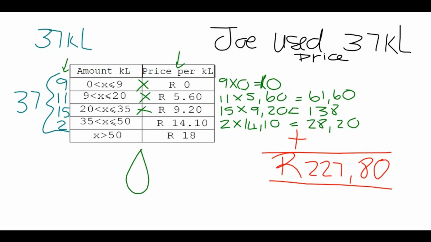Alright, so remember your first step. Write out the available interval here and how much you're going to use in each interval. Multiply the amount of kiloliters and the price. And then third step, add all of those to get your total price.